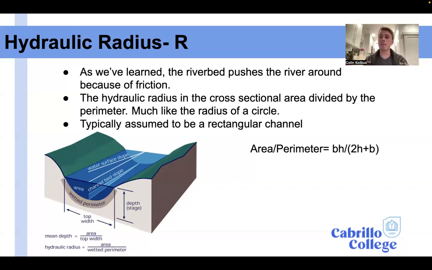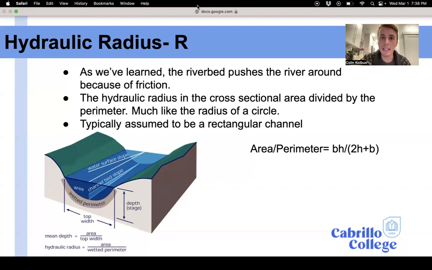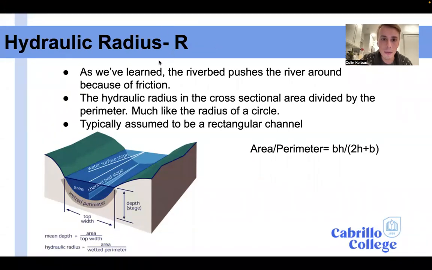For this course, and in most of my courses, we'll typically assume that this is a rectangular channel. So that means the area of our channel is the base times the height. Let me get my pen out. Okay. So we have our rectangular channel, we have the height, and then we have the base.